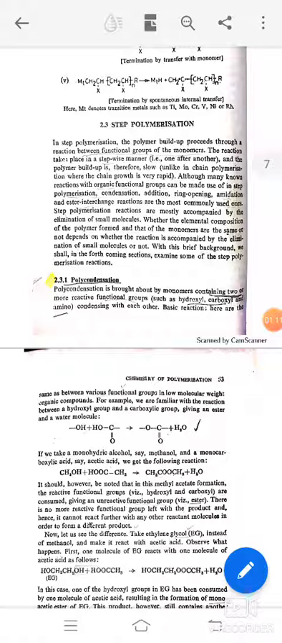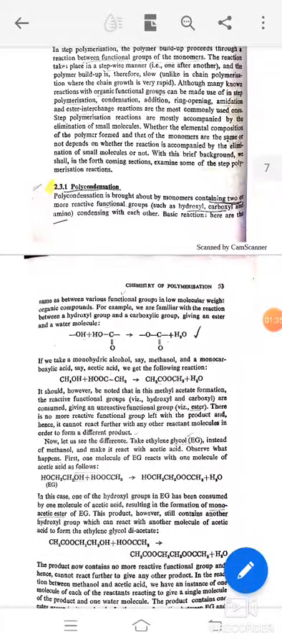Polycondensation. This is a part of step polymerization. Polycondensation is brought about by monomers containing two or more reactive functional groups such as hydroxyl, carboxyl, and amino, condensing with each other. The basic reactions here are the same as those between various functional groups in low molecular weight organic compounds.